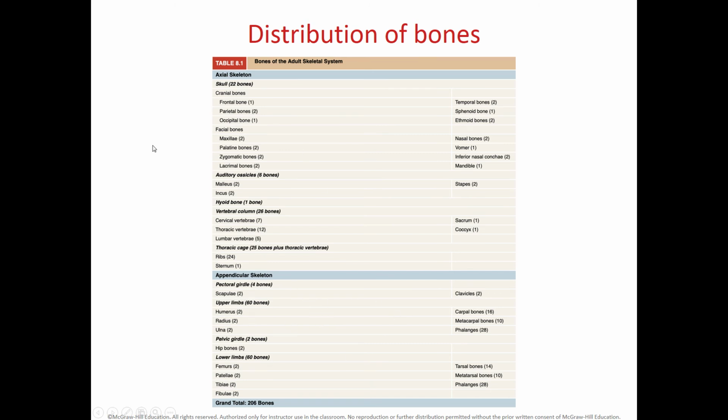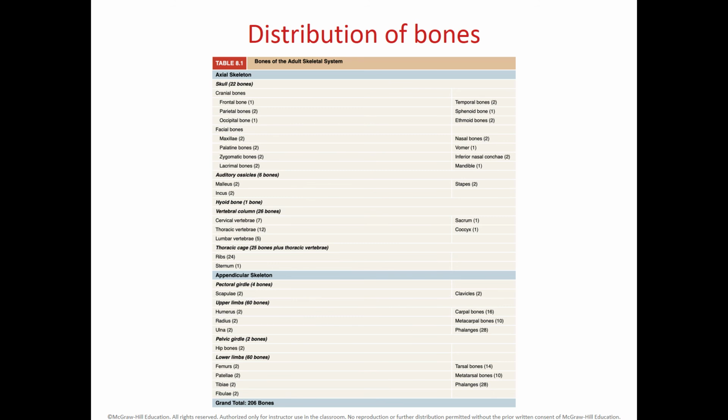So within the axial skeleton, we have the skull bones, which are 22, and they are subdivided into cranial bones and into facial bones. The cranial bones, some of them are paired and some of them are single. The ones that are single will be frontal bone, occipital bone, and sphenoid bone. The paired bones will be parietal bones, the temporal bones, and the ethmoid bones.